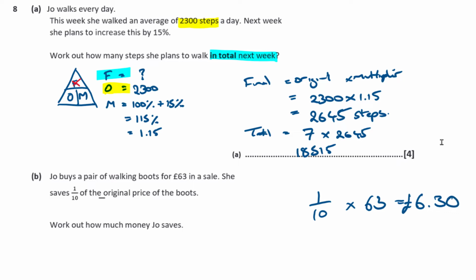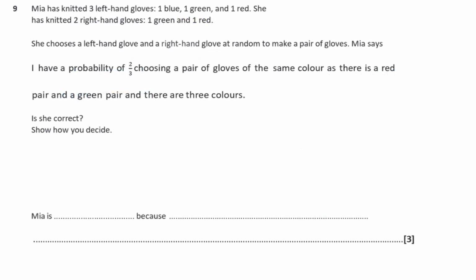£6.30. Okay, so she saves £6.30. Question 9. Mia has knitted 3 left-handed gloves: 1 blue, 1 green, 1 red. And she has knitted 2 right-handed gloves, 1 green and 1 red. She chooses a left-handed glove and a right-handed glove at random to make a pair of gloves.